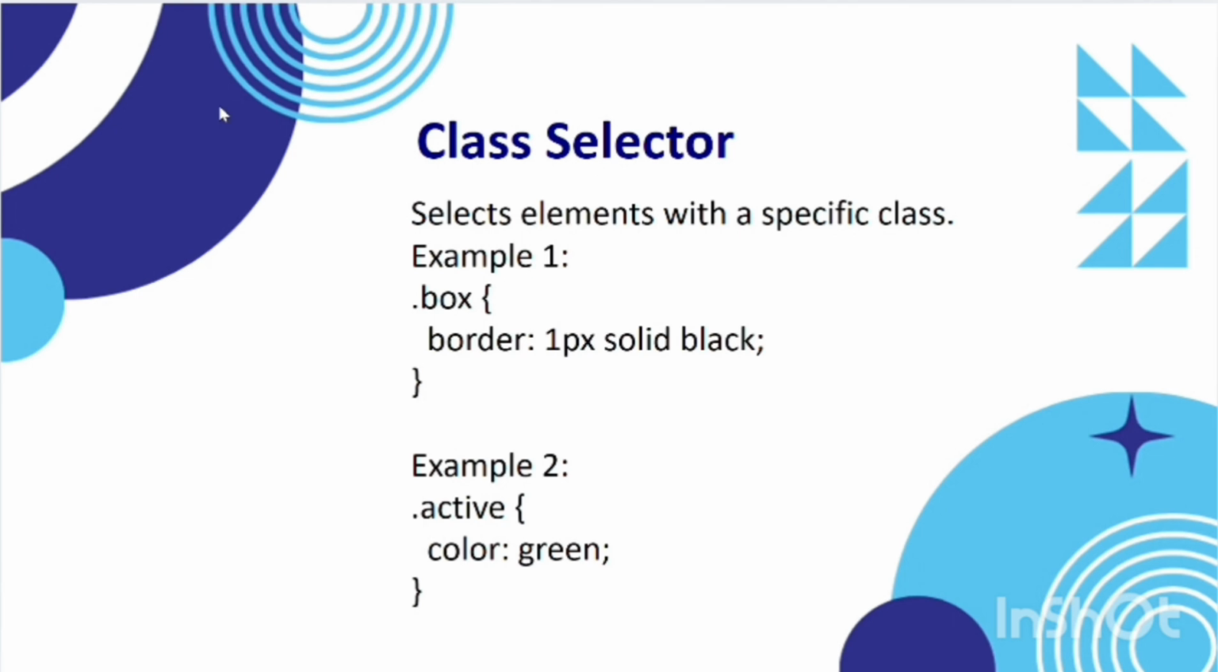Another example, dot active, color green. This will give color green around every element that has class active.